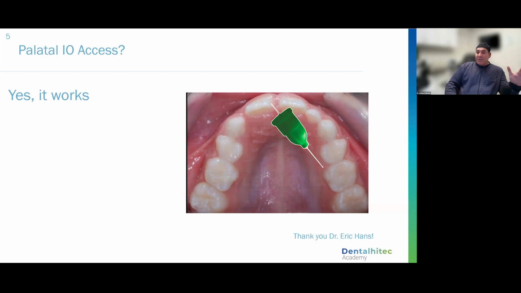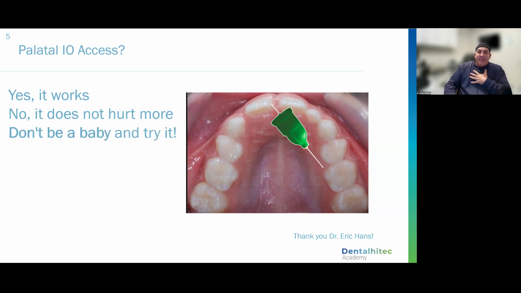This is a big one. Palatal access. Thank you so much, my good friend, Dr. Eric Hans, for reminding me and teaching me about this. If you are right-handed, especially on the upper left-hand side, give palatal access. It doesn't hurt any more than giving it on the buccal. We're just so programmed to not give an injection on the palate. I said, don't be a baby. Just do it. You're going to be a little worried the first couple times, but I promise you, I have never found that there's more sensation on the palate. And remember, there's only two roots that you're worrying about there, your adjacent teeth. It's not like on the buccal where you've got multiple roots and more anatomy in the area.